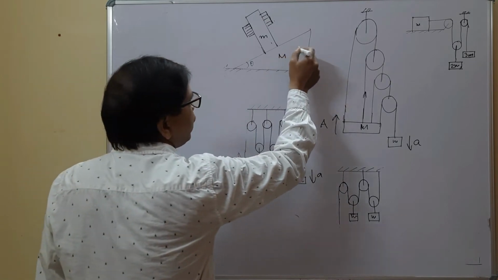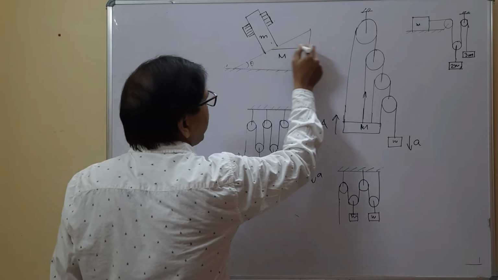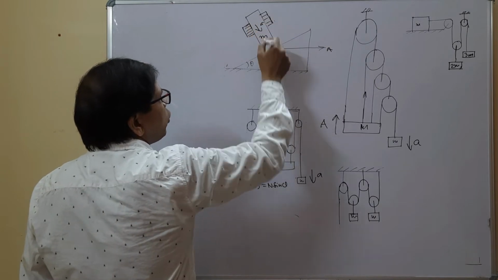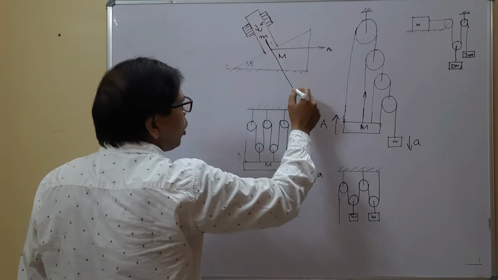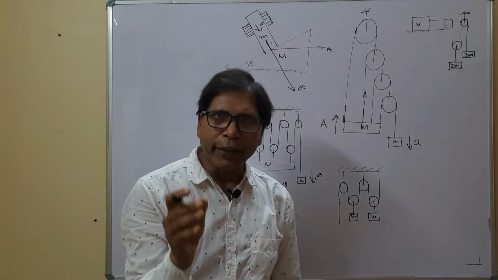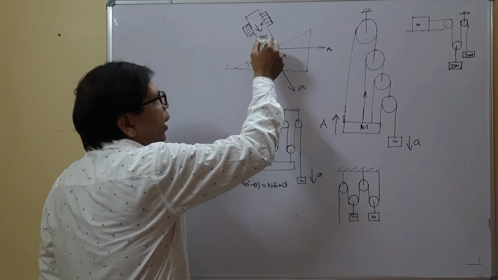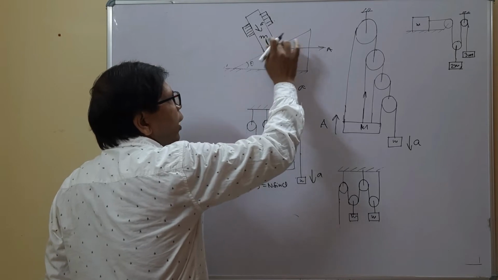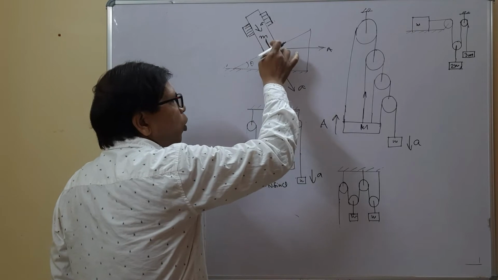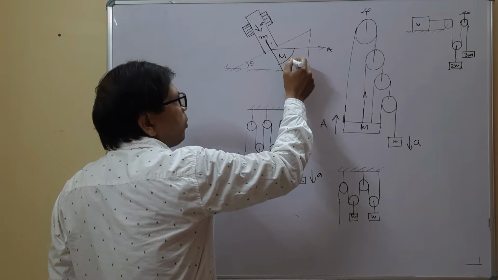Here the acceleration of m along this direction is small a, and the acceleration of the wedge along this direction is capital A. Now we have to calculate the acceleration normal to the line of contact of these two. The line normal to the plane of contact is this. Now this angle is theta, this also theta, so this is 90 minus theta.